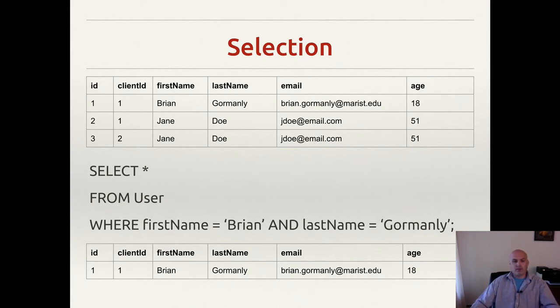Now remember, Boolean logic applies, so AND means both of these things have to be true in order to return the tuple. If I had a tuple where it was like Brian Gorman but no Lee, because I was specific about Gormanley, that tuple would not have shown up, right? Only one that explicitly matches the text that I have there.